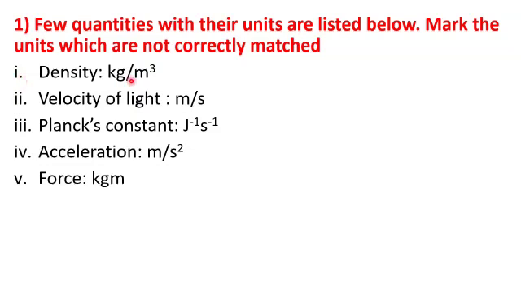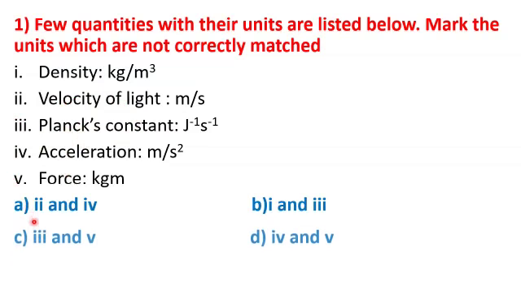So let us see one by one. First one, density kg per meter cube. It is the correct unit. Velocity of light, you know that it is meter per second. So correct one. Planck's constant Joule inverse second inverse. This is not correct. Planck's constant has the unit of Joule second. Acceleration meter per second square, correct one. Force kg meter. This is not correct. Force has a unit of Newton. So the units not correctly matched are third and fifth. In the options you can see C option. So third and fifth is the answer.